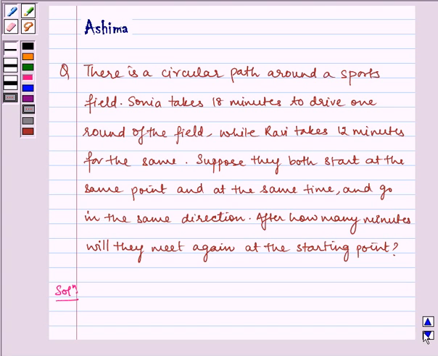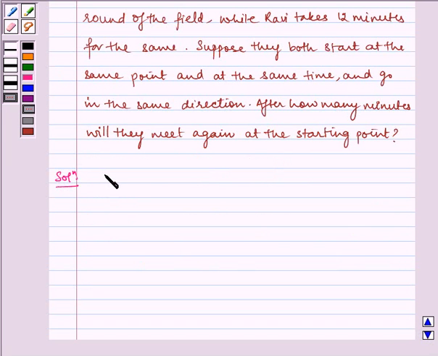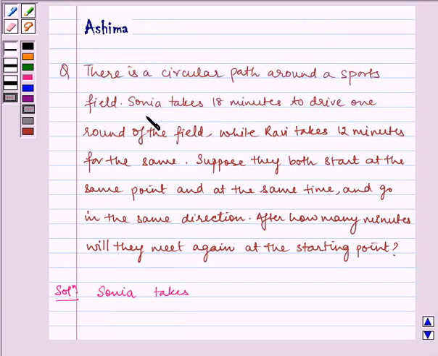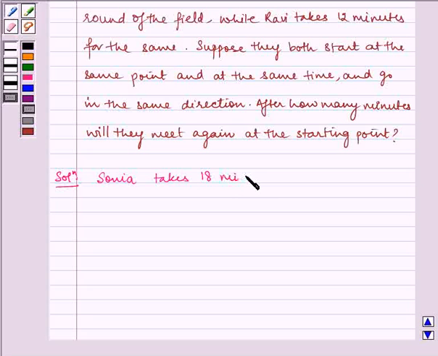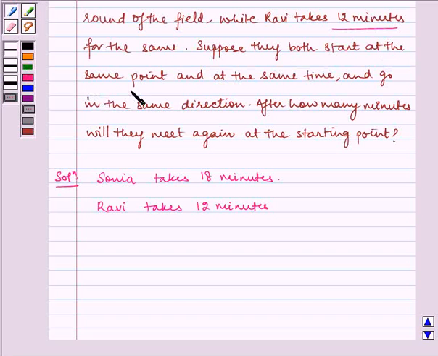Now let us discuss the solution. It is given to us that Sonia takes 18 minutes to drive one round of the field, and Ravi takes 12 minutes for the same drive. Now, it is given to us that they both start at the same point and at the same time and go in the same direction.